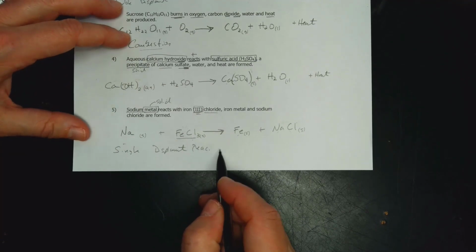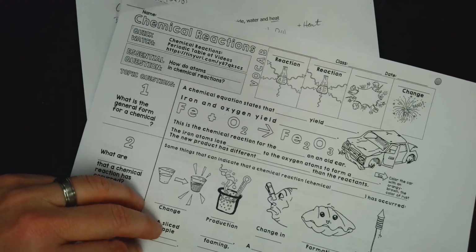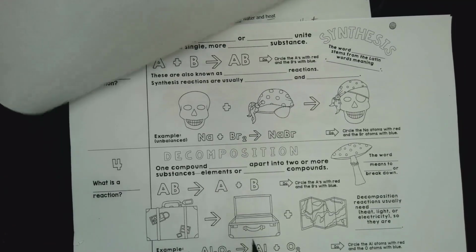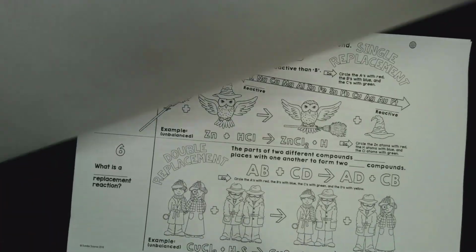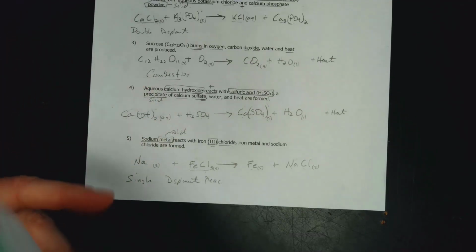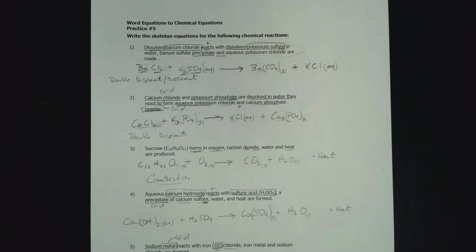reaction. And like I said before, you really do need to look at those notes, these doodle notes, because it takes you through how to identify the other types of reactions. And the other types of reactions are synthesis reactions, decomposition reactions, single displacement, double displacement, and combustion. Okay, so look at those notes, and it is very helpful when it comes to how you're going to identify the different types of reactions. All right, so if you have any questions, let me know, but that is the solutions and the thinking for Practice 5, which is word equations to chemical equations.